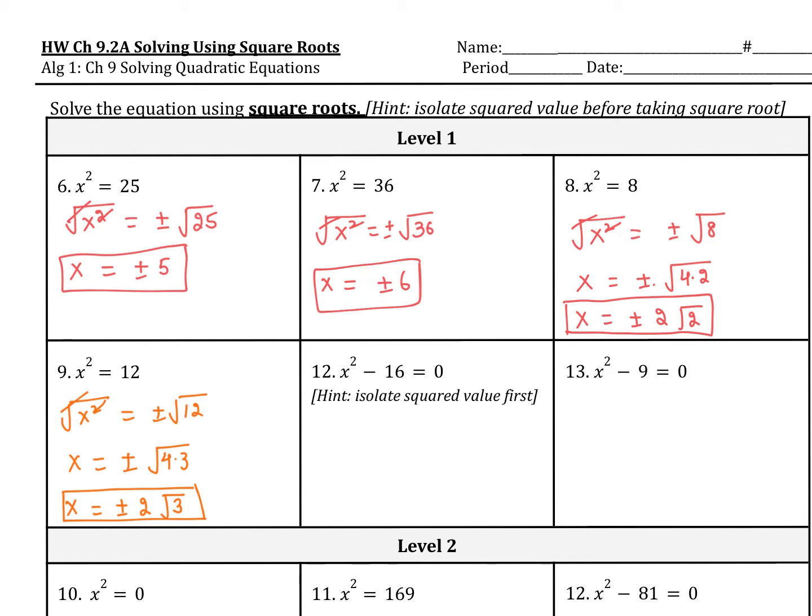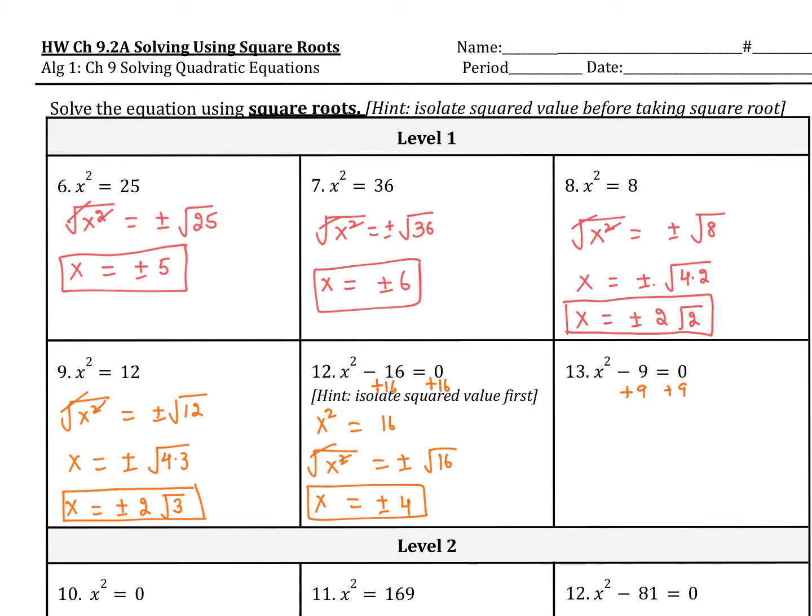For number 12, it said on the top, isolate the square term. This is my square term, and I'm going to isolate from 16. So which means that I'm going to add 16 on both sides. So x squared is isolated. Now I'm going to take square root on both sides. So I got square and square root cancel, x equals plus or minus 4. That's your answer.